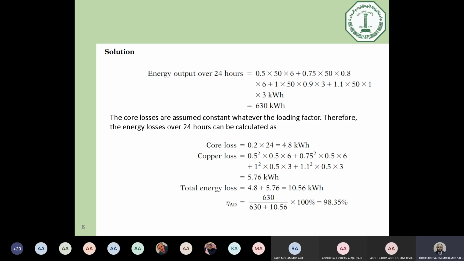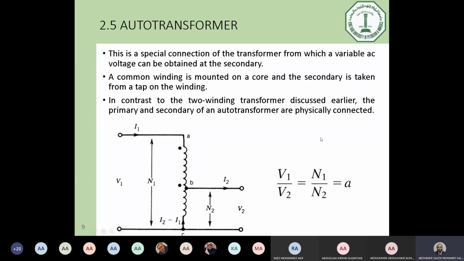So easily we can now substitute in the equation of efficiency. You will find that the output power divided by the output power plus the total loss, core plus copper loss, and this will give you the energy efficiency, which is here 98.35. Any questions regarding this part? Is it clear? Okay.